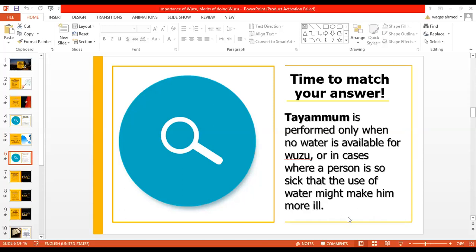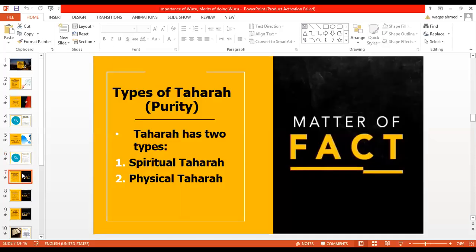So how many students have understood about tayammum, the two situations in which we perform tayammum? The first situation is when we do not find water, and the second is when someone is ill and is afraid that if he does ablution, he can die or get more sick. So in these two specific situations, he will perform tayammum.